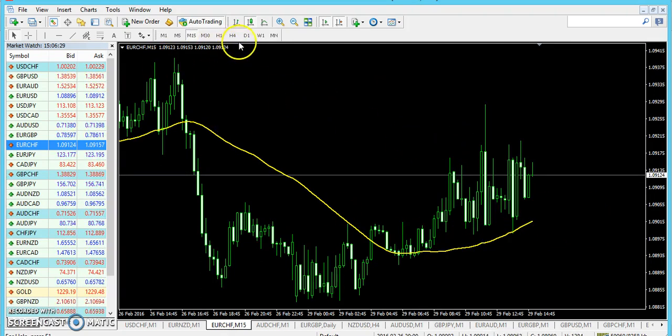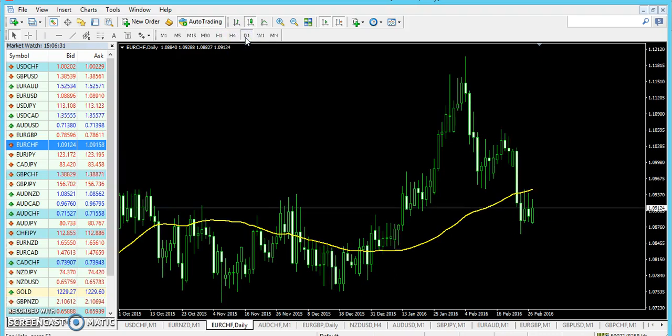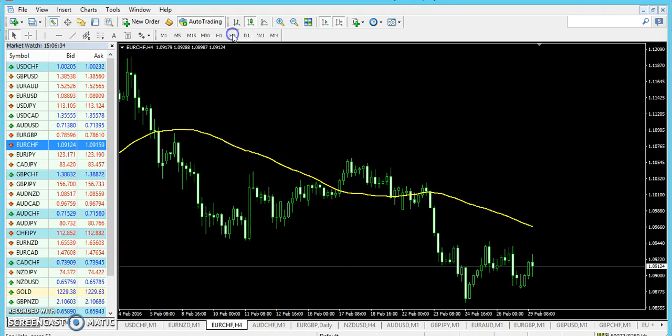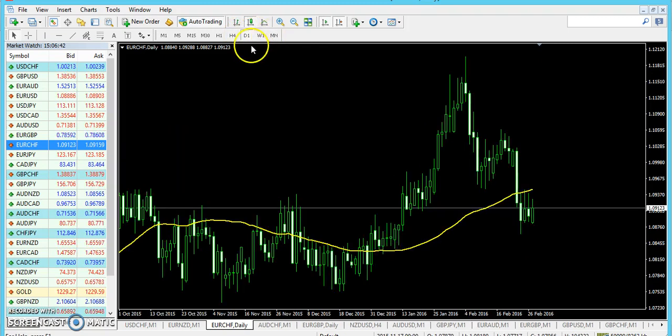But anyway, whenever you look at a moving average, always look at the higher timeframe and then go to a lower one. So if you start at 4 hour, go to 30 minutes. If you start weekly, go to 4 hour or daily. I'll go to daily now. We start with weekly, yeah? Here I can already see a buy.